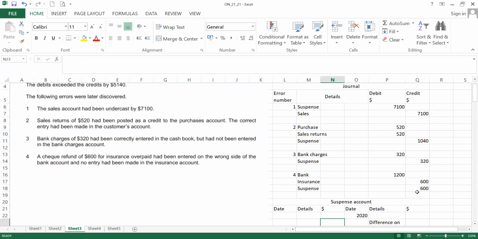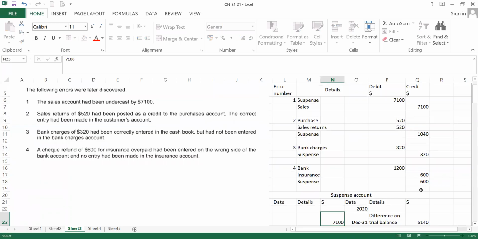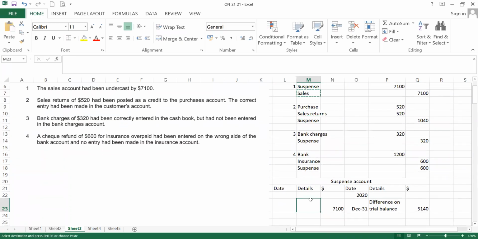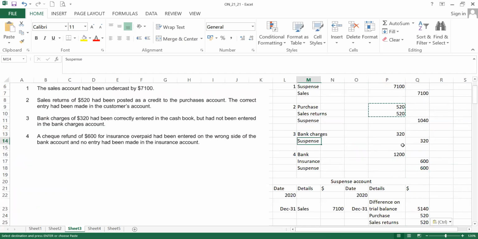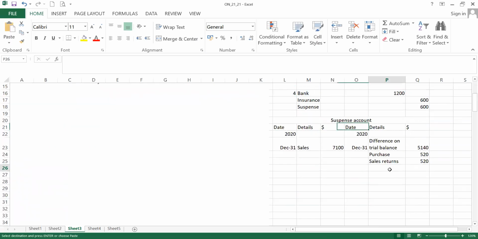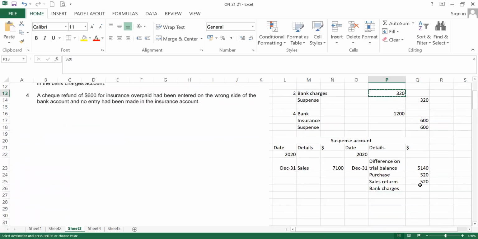And here, the first one, suspense is in the debit, 7100, and the account details is sales. The date is the same date. Here suspense is in the credit, so these two accounts are put into the credit side. Now here suspense is also credit, and this is the bank charge. So this one is put into the credit. Next is that suspense is in the credit, the net. So what we have to do is, this one actually is debit bank, credit suspense. So this one 1,002.